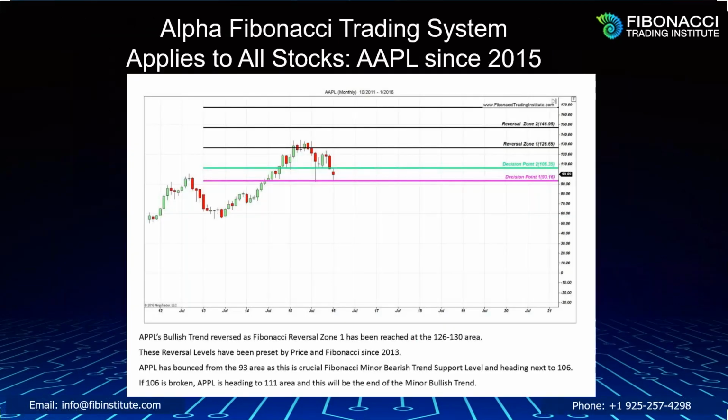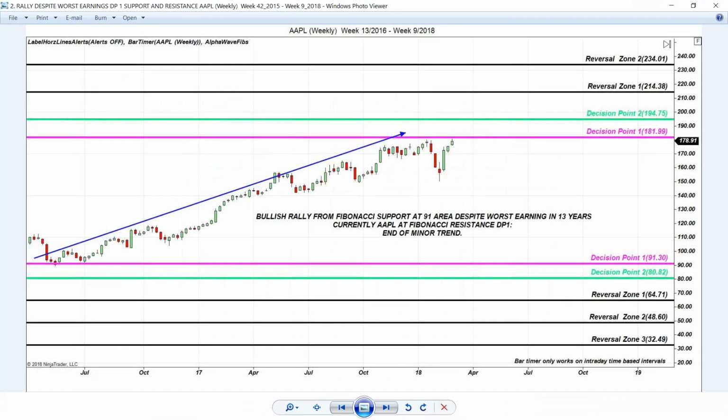Here's Apple in 2015-2016. Apple comes out with the worst earnings but respects Alpha Fibonacci support. I present at a hedge fund event, and what do I state? The most important thing is this support. If this support is respected, Apple will rally. That's exactly what happened. Apple skyrocketed, 2 years later reaching a key Alpha Fibonacci level.